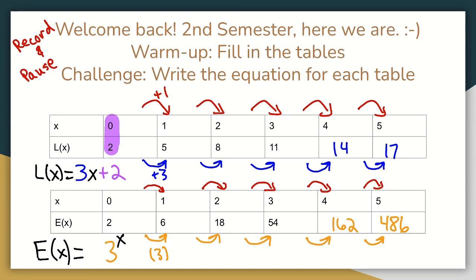And we can see here, because when x is 0, y is 2, this is going to be 2 times 3 to the x. So you maybe saw this last year or sometime, but we're going to be working on these exponential functions now. Are there any questions for this warm-up? Okay.